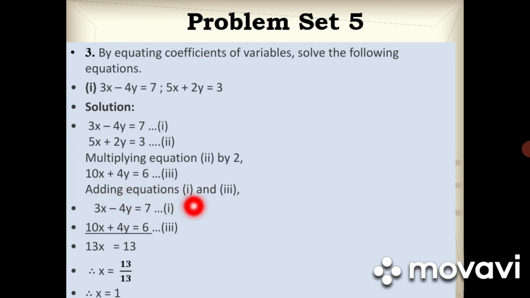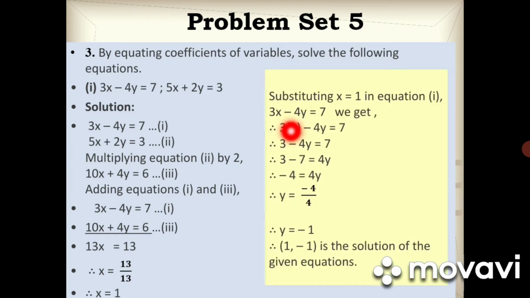Adding equations 1 and 3, 3x minus 4y is equal to 7 plus 10x plus 4y is equal to 6. Therefore 13x is equal to 13. Therefore x is equal to 13 upon 13. Therefore x is equal to 1.